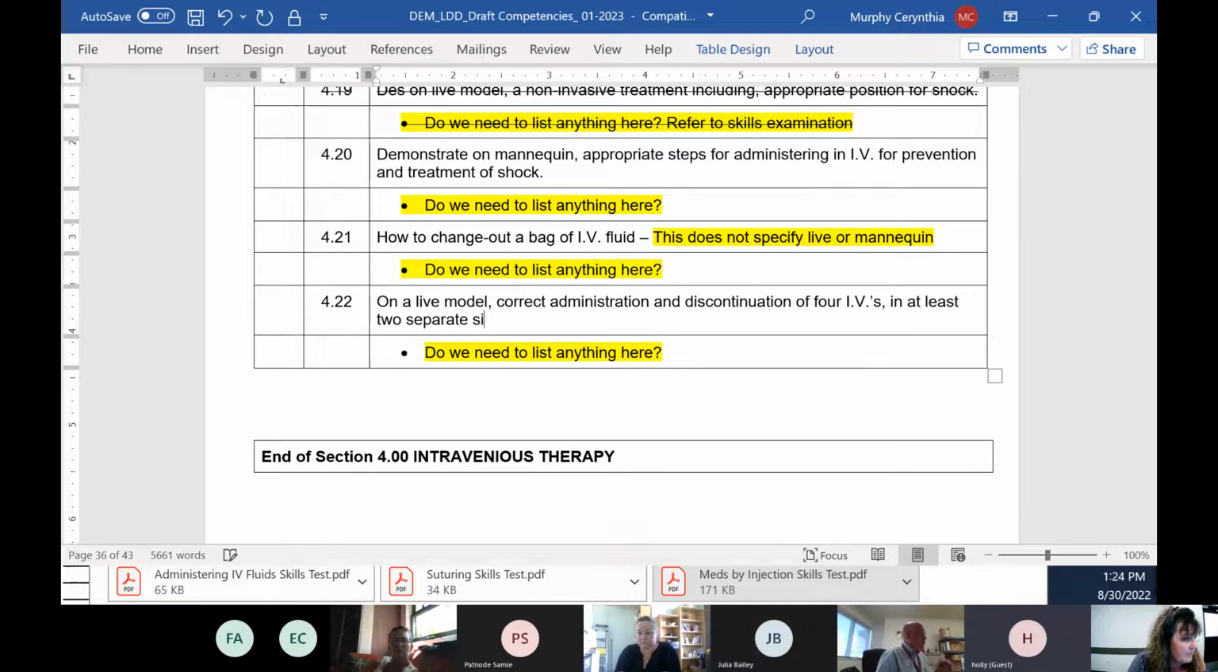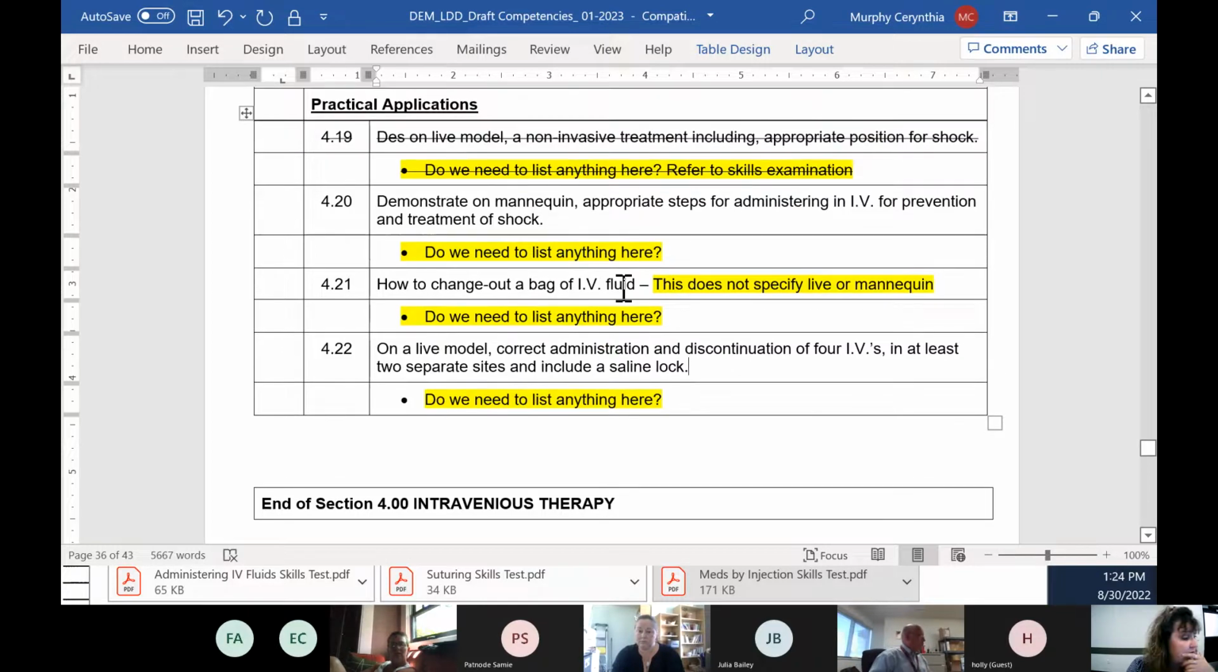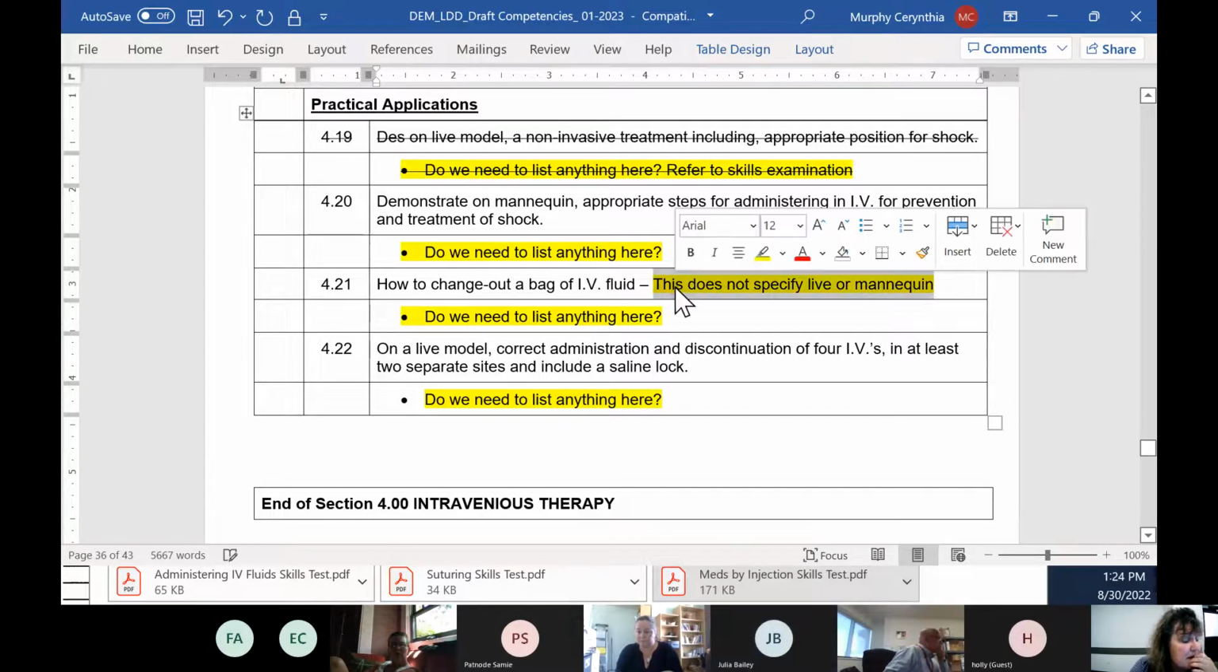So are we going to require live model starts in this exam? I don't know. This was what was on the previous LD&D, so that's the bar right now: 4 successful starts.